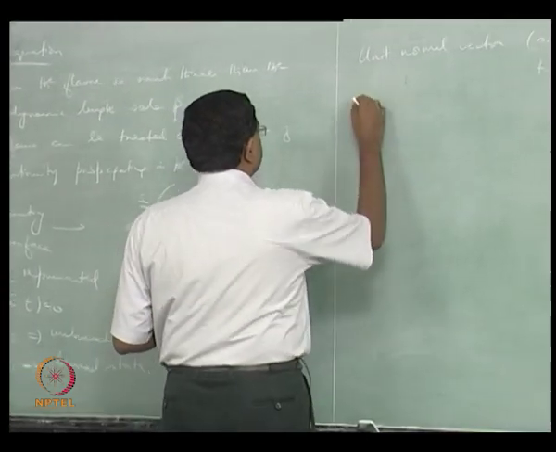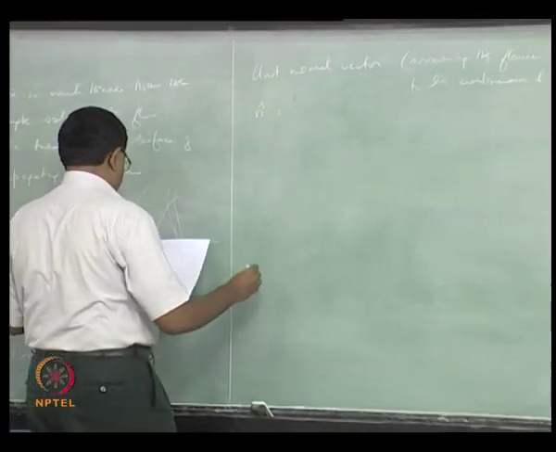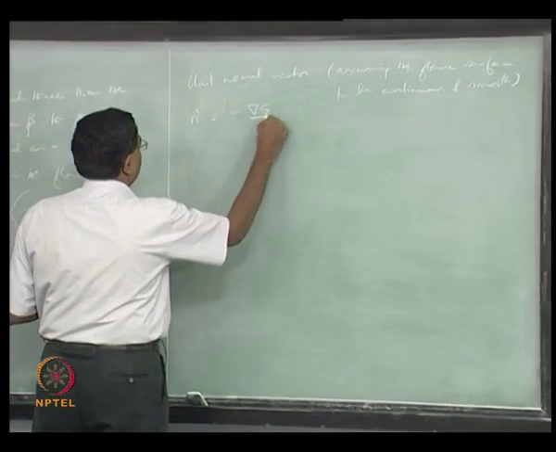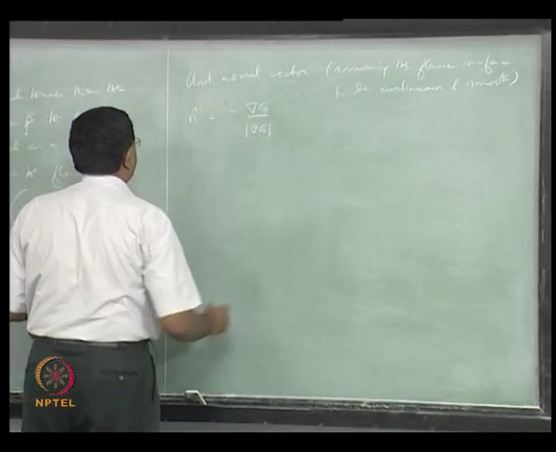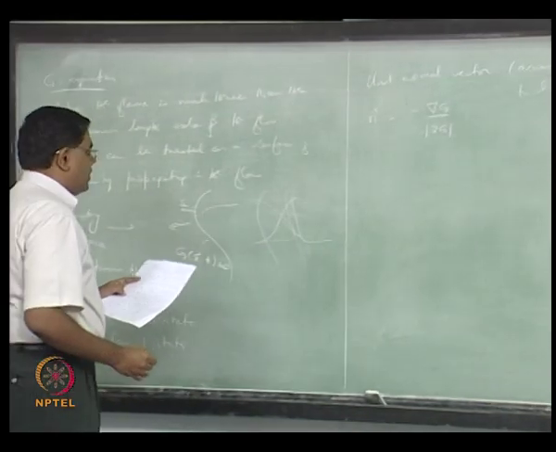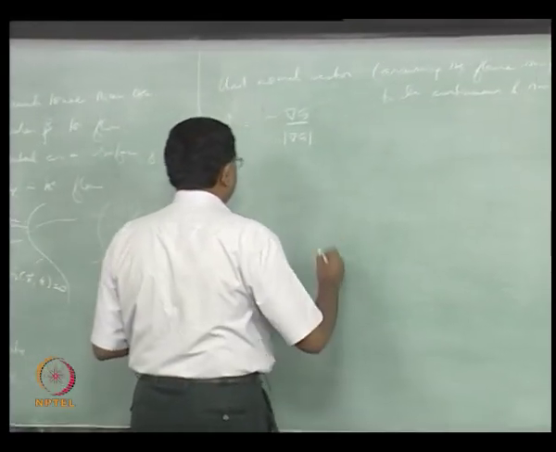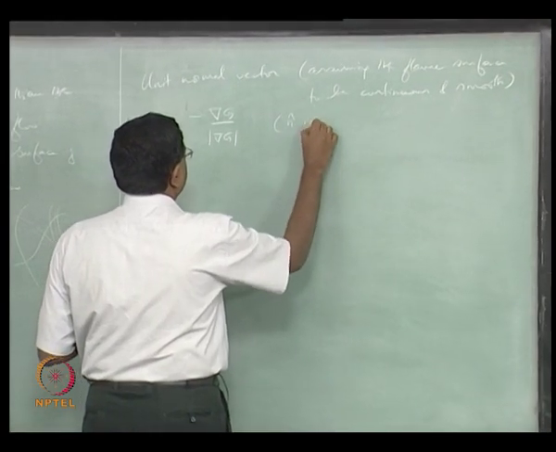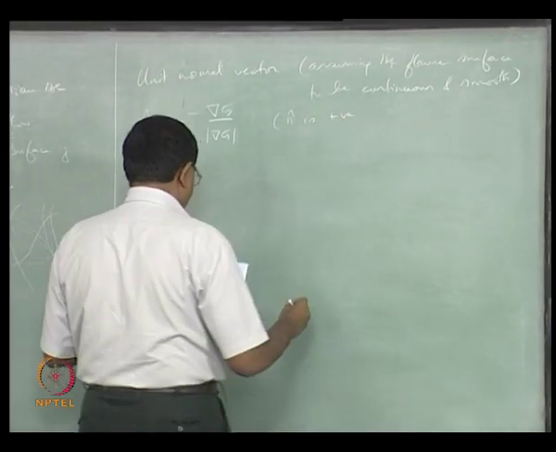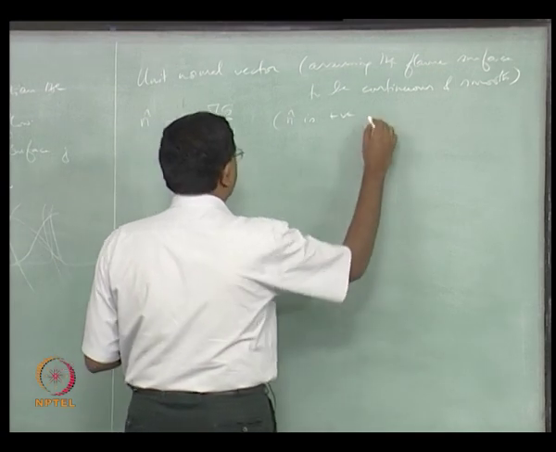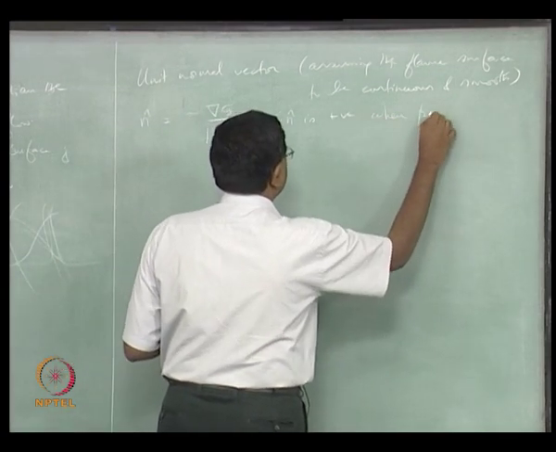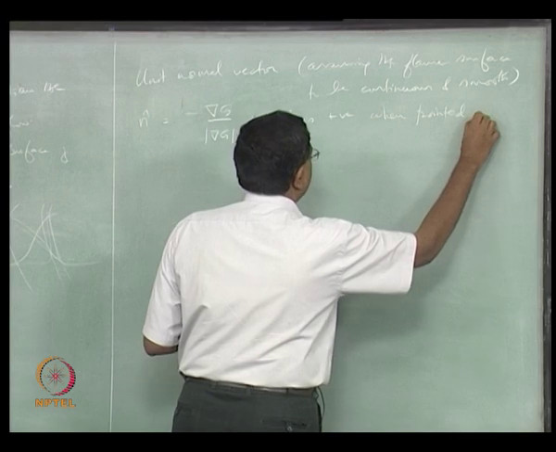So what we are saying is, under these kinds of assumptions we can define a local normal like minus grad G divided by mod grad G, and we take n hat as positive when pointed upstream.